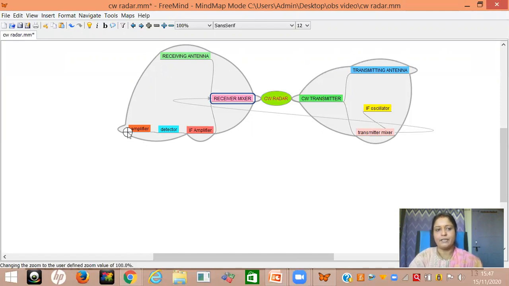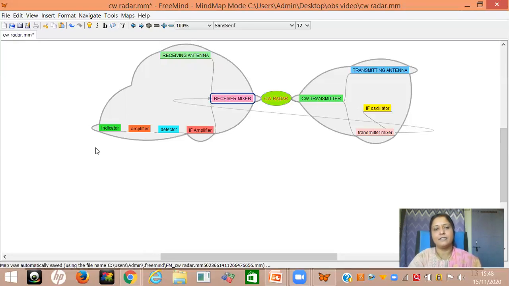Now that is amplified and given to the indicator. The indicator will indicate the FD in the form of the relative velocity here. Therefore, this is the simplified working of the continuous wave radar. It is giving the information about the relative velocity of the target.